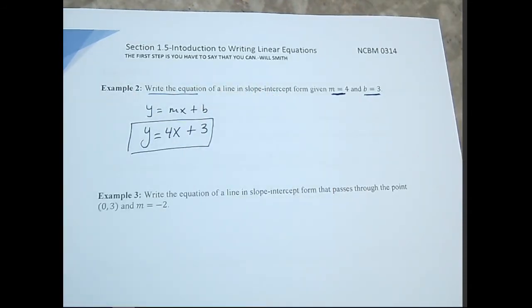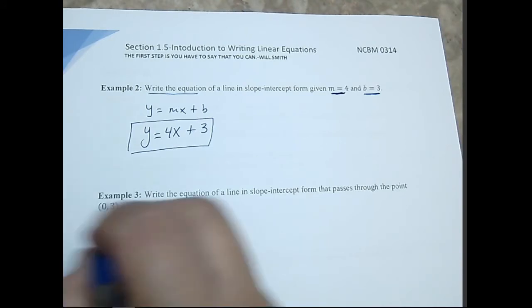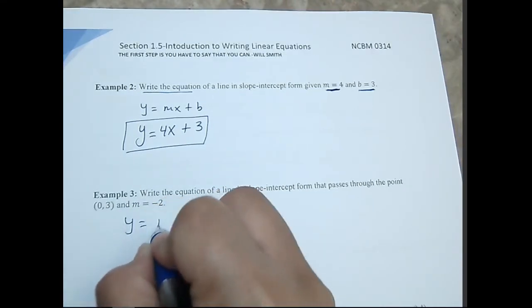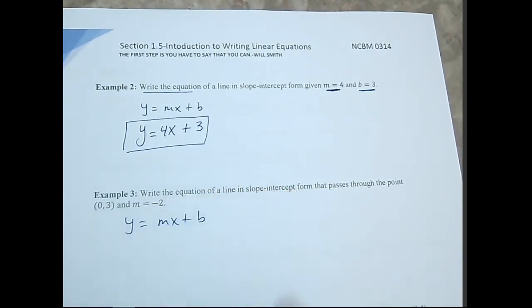And so that would be my answer. So let's look at a different way that we might be asked this question. In example 3, it says, write the equation of the line in slope-intercept form that passes through the point (0, 3), and m equals -2. So again, I start by writing my slope-intercept form.